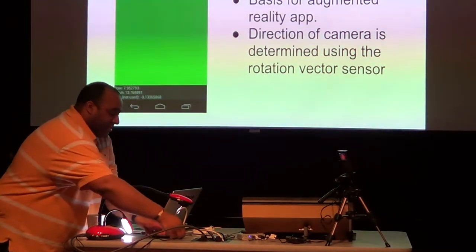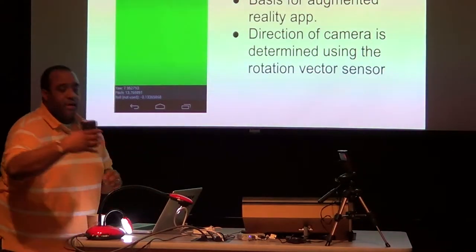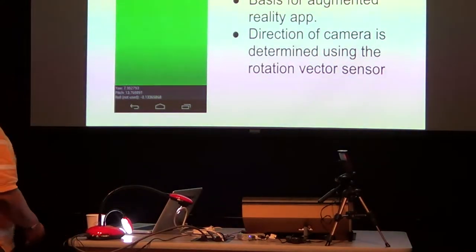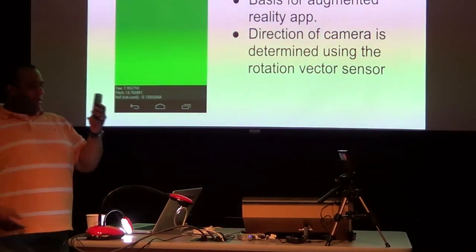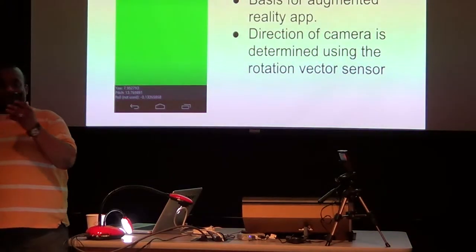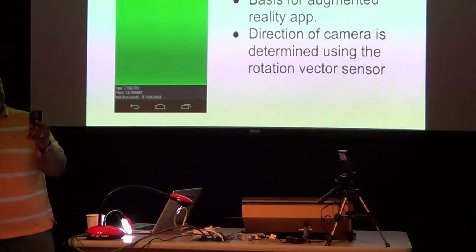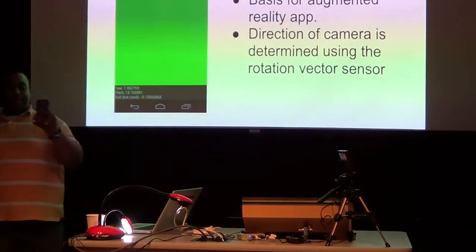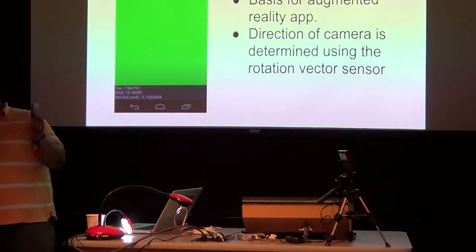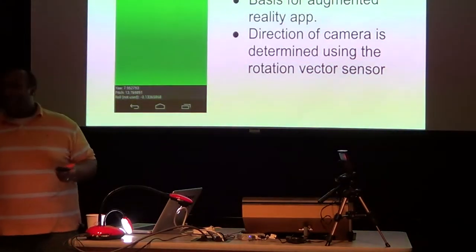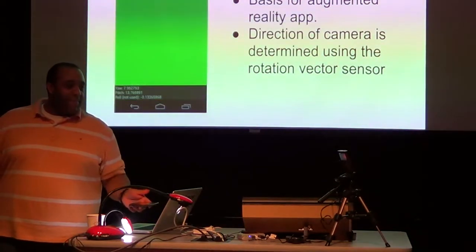It's actually the camera that's the problem. Of course, this is where it goes green. Can you see it? Yeah. So, probably a bad demo to put up there. The color reflects off your shirt. There we go.